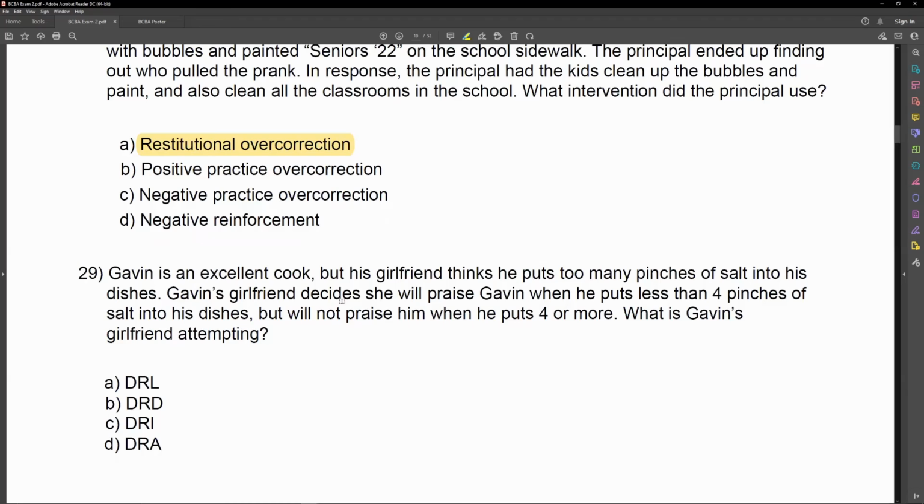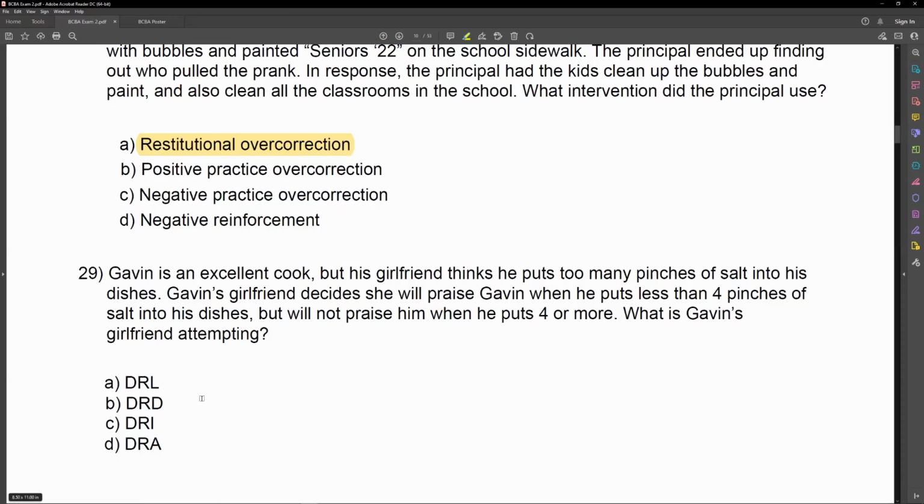29, Gavin is an excellent cook, but his girlfriend thinks he puts too many pinches of salt into his dishes. Gavin's girlfriend decides she will praise Gavin when he puts less than 4 pinches of salt into his dishes, but will not praise him when he puts 4 or more. What is Gavin's girlfriend attempting?